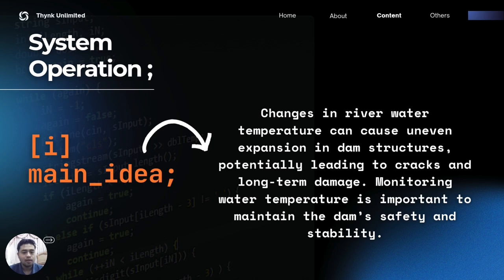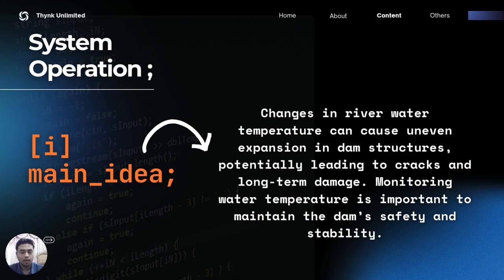So this is the main idea. The main idea is because of the different temperature in the river. Changes in the river temperature can cause uneven expansion in a dam structure, potentially leading to cracks and long-term damage. Monitoring water temperature is important to maintain the dam's safety and stability.